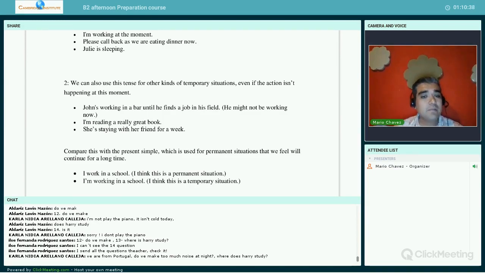Compare this with the present simple, which is used for permanent situations that we feel will continue for a long time, right? So in the simple present, we talk about habits, routine activities, daily activities. Basically, the simple present goes on for a longer period of time, but the present continuous not. It's temporary, it's temporal, right? It's only a short period of time.